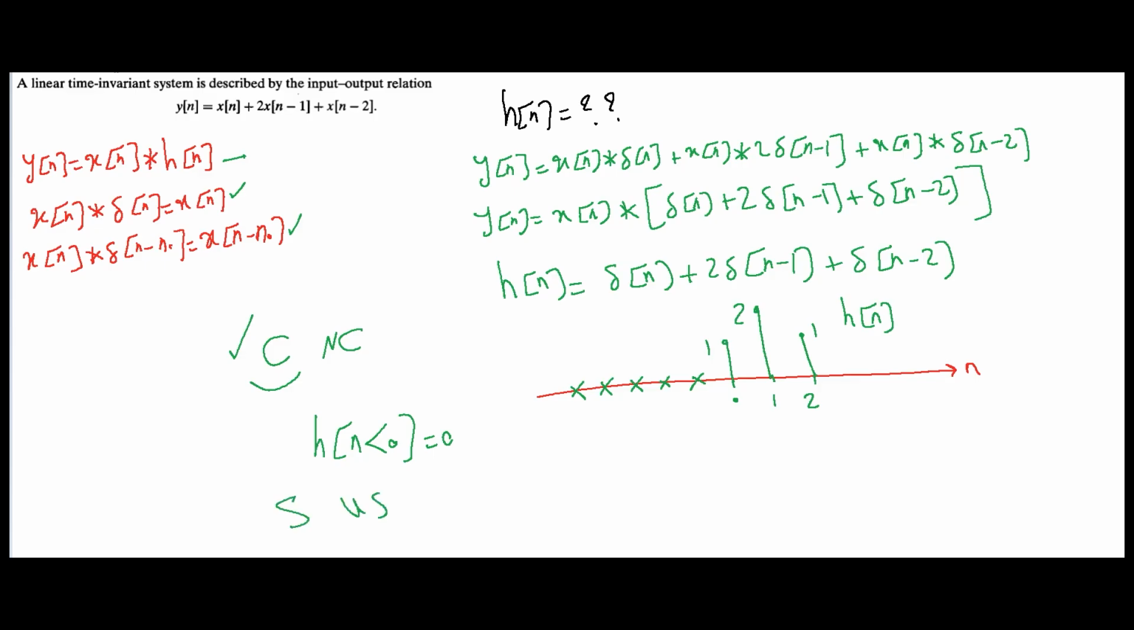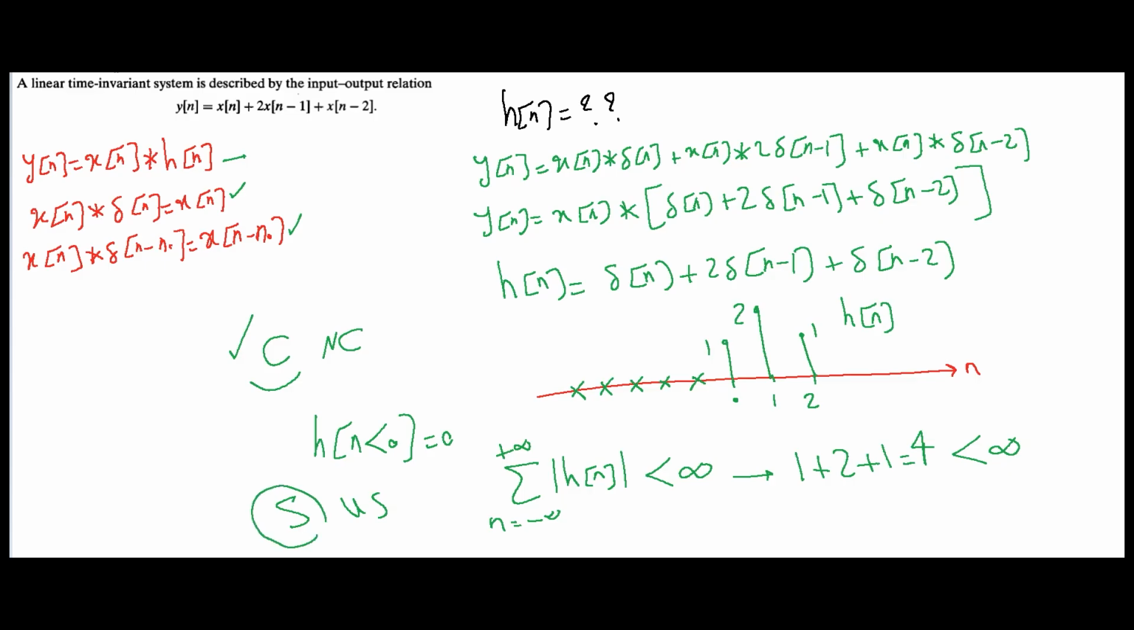Part 3. Is the system stable? Now let's determine whether the system is stable. An LTI system is stable if the summation of the absolute value of the impulse response over all values of n is finite. In this case, the absolute values are 1, 2, and 1. Their sum is 4, which is a finite number. Therefore, the system is stable.